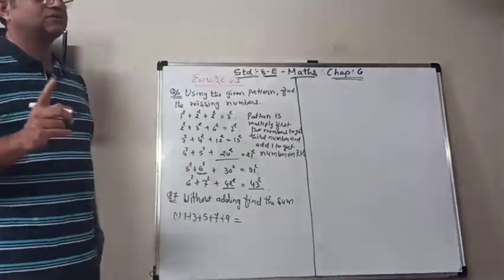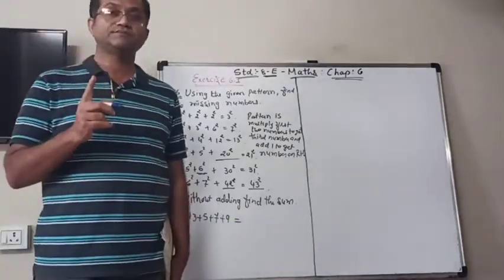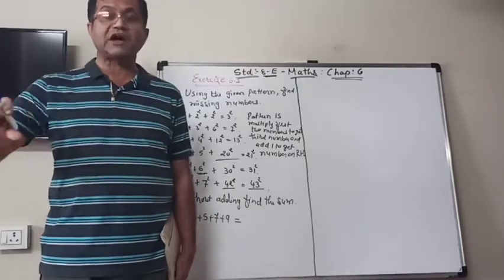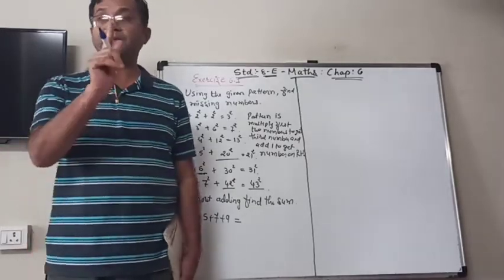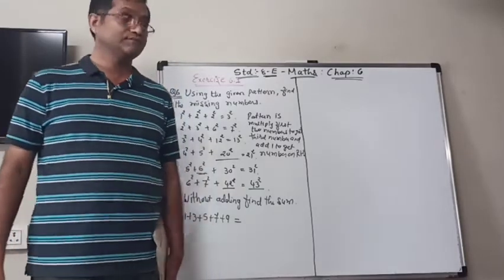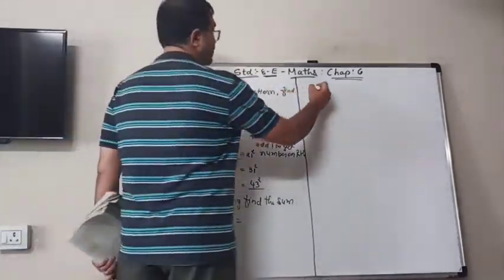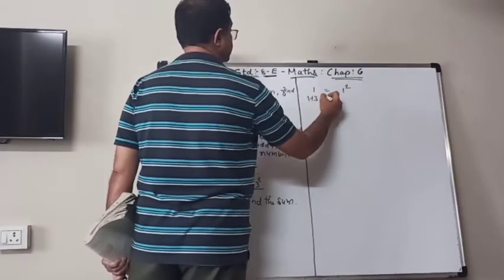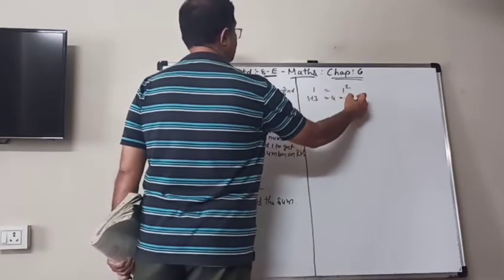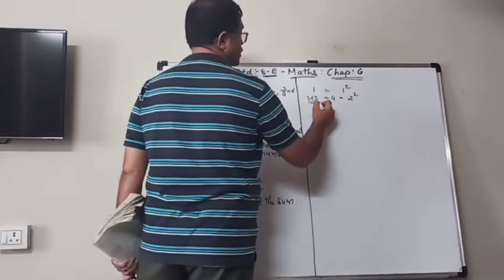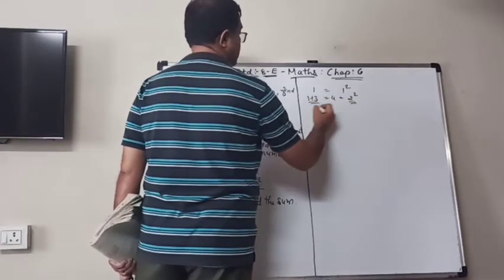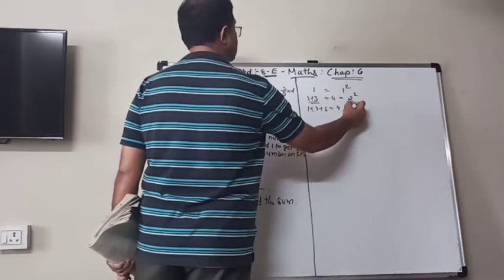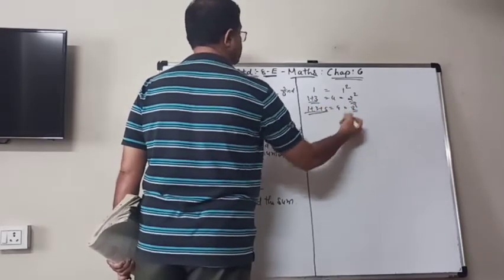Now we know that the sum of the odd numbers starting from 1 gives the perfect square numbers. Like we learn that 1 is equal to 1 square. 1 plus 3 was 4, which is 2 square. Means if you add 2 odd numbers, then it is 2 square. 1 plus 3 plus 5, 9. Means 3 numbers, then it is 3 square.